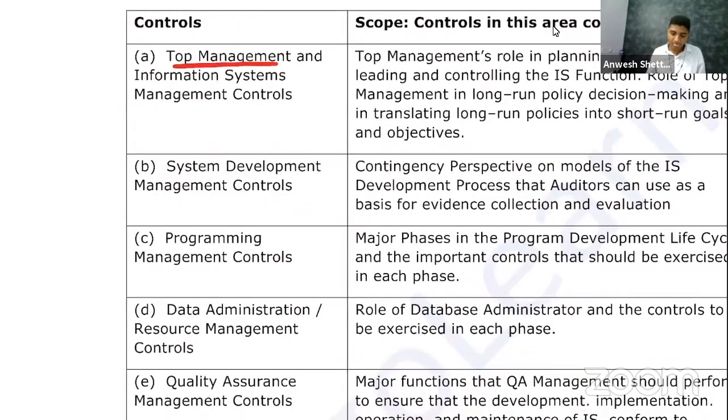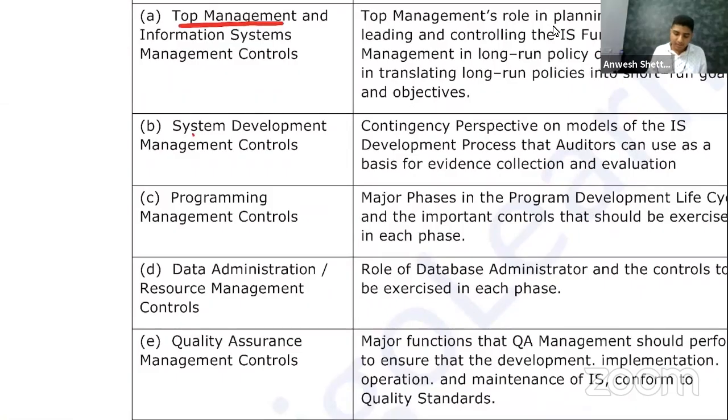Next, X and Y will say, okay, we want this hardware, we want this software, and they will try purchasing those things. Now an auditor should see whether this hardware was actually required or not, and whether this software is actually required or not. That also he has to see.